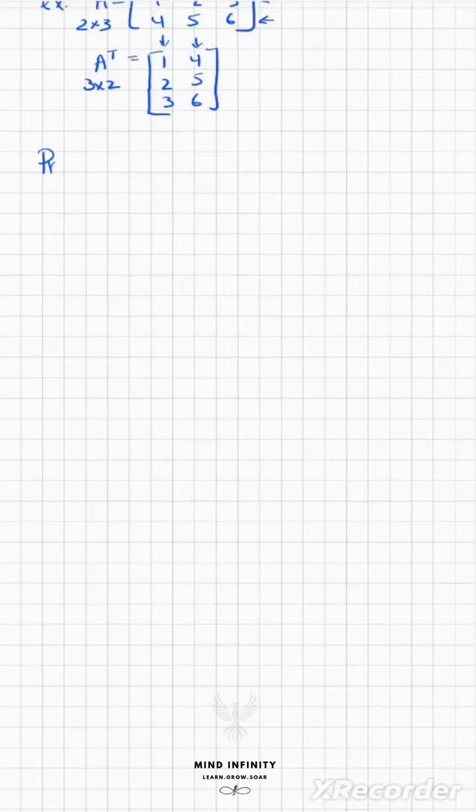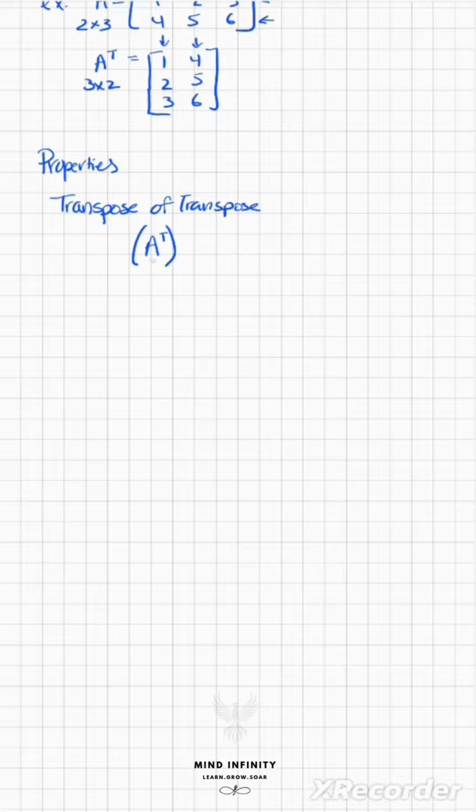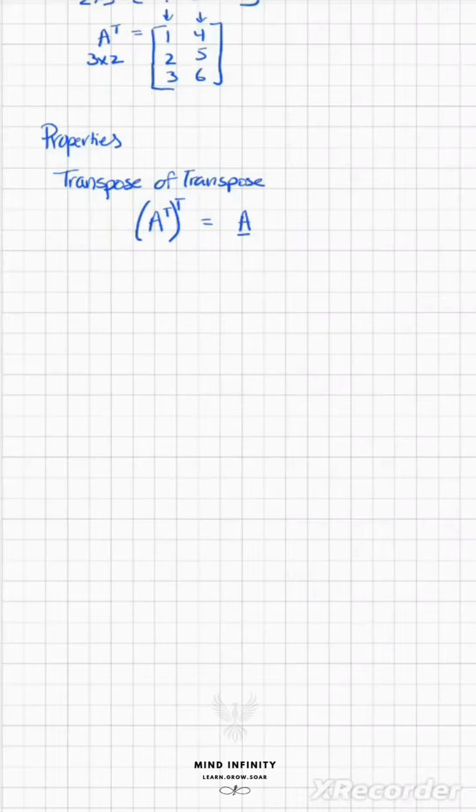Let's go over the properties of transpose. If you have the transpose of a transpose, so let's say you have A^T, which is the transpose of A, and you're asked to transpose it again, then it's just going to give you back the original matrix A. Then you have transpose of a sum. So let's say you have matrix A plus matrix B and you have to transpose it, then it's the same thing as matrix A transpose plus matrix B transpose.